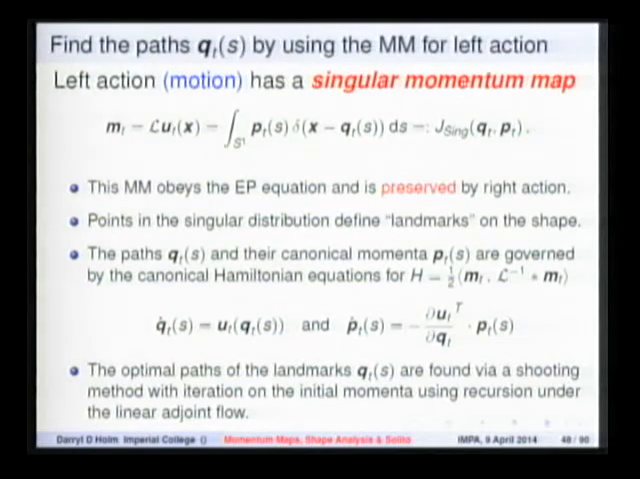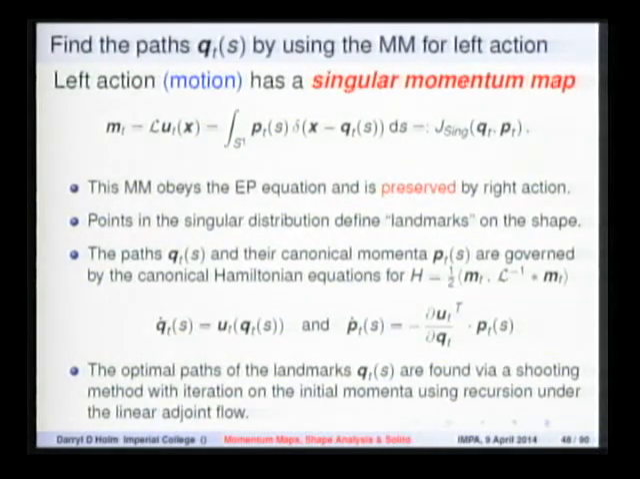Okay, so this momentum map obeys the Euler-Poincare equation. There's M, that's our momentum map. It's preserved by right action. You can put just points on the singular distribution and define them as landmarks of the shape. And then paths are governed by the Hamiltonian equation for the momentum map, right? This is what we looked at before, Q dot and P dot, the tangent lifted action and the cotangent lifted action of the left action of the diffeos on embeddings, continuous embeddings.